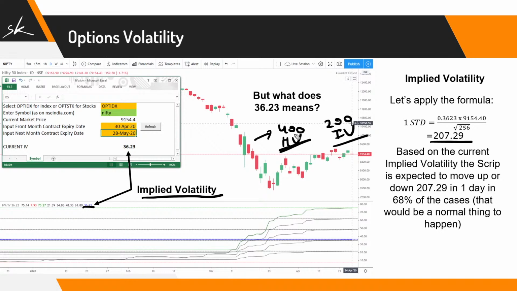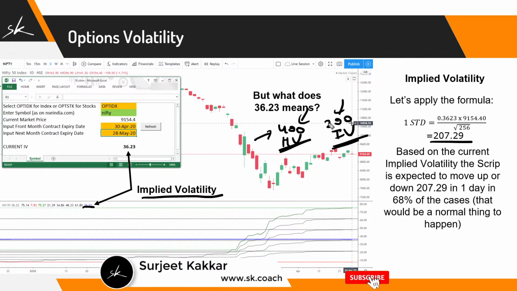Now, generally, what people do is compare these two, because you can see this is 200 and this is 400. They'll say the implied volatility is less, but this is not the correct way to do it. We will be understanding the correct way, but this is what a lot of options traders do. They just compare the HV and the IV. If the IV is less than HV, the implied volatility is low, and if the IV is greater than HV, the options are expensive. But we'll not be doing it this way. We'll be doing it in a very different way, and we'll also be understanding the logic behind it.